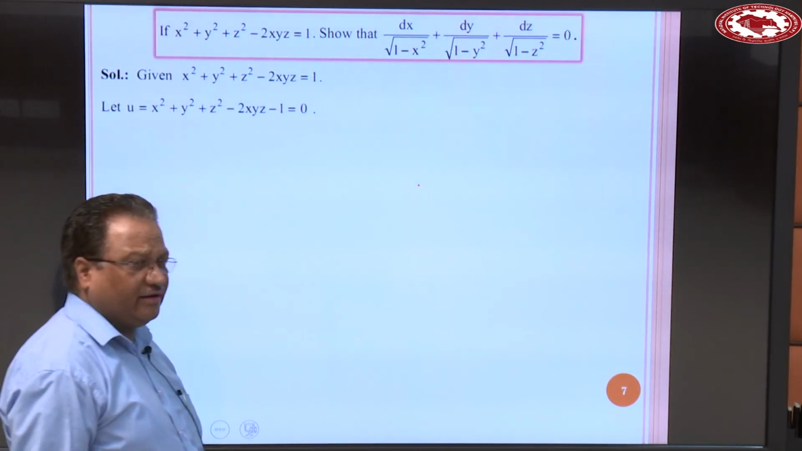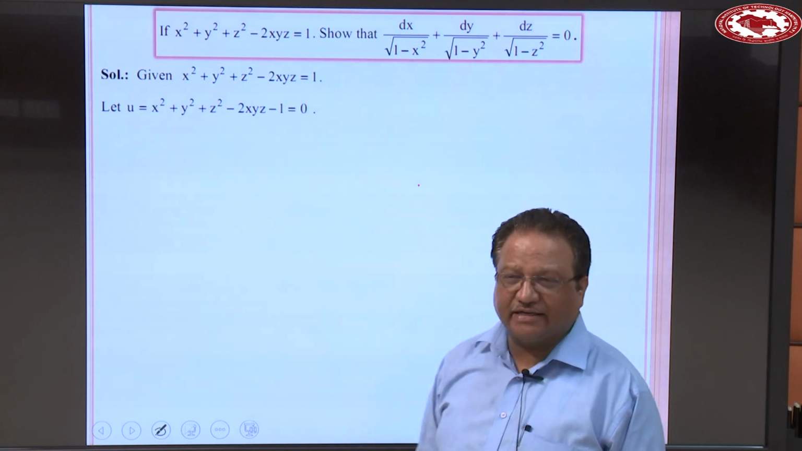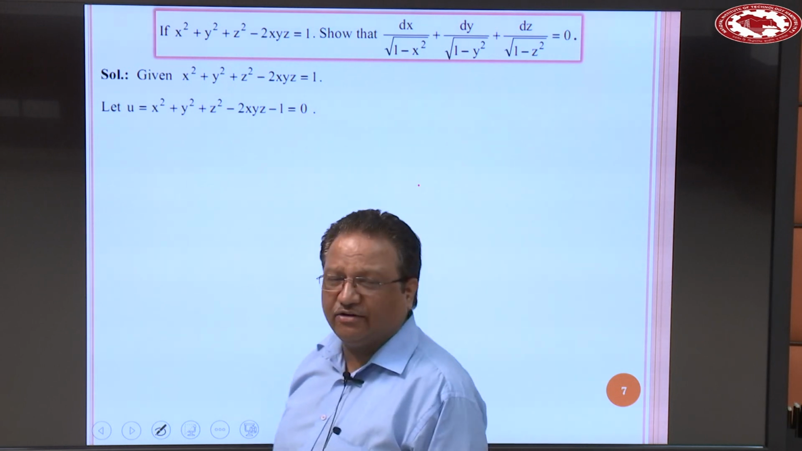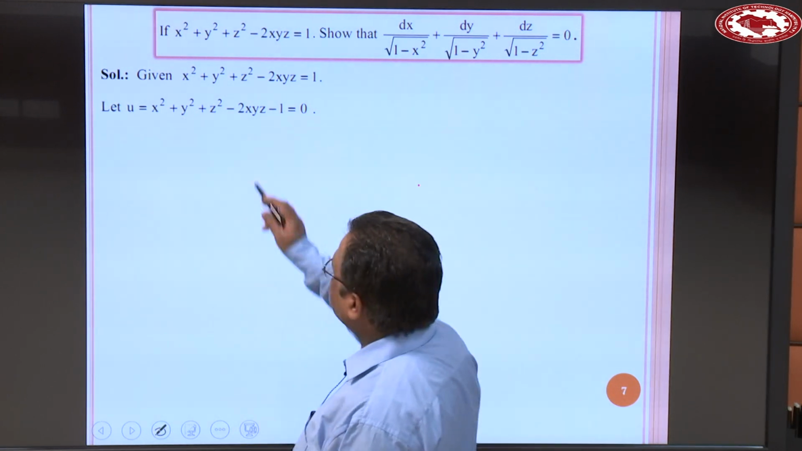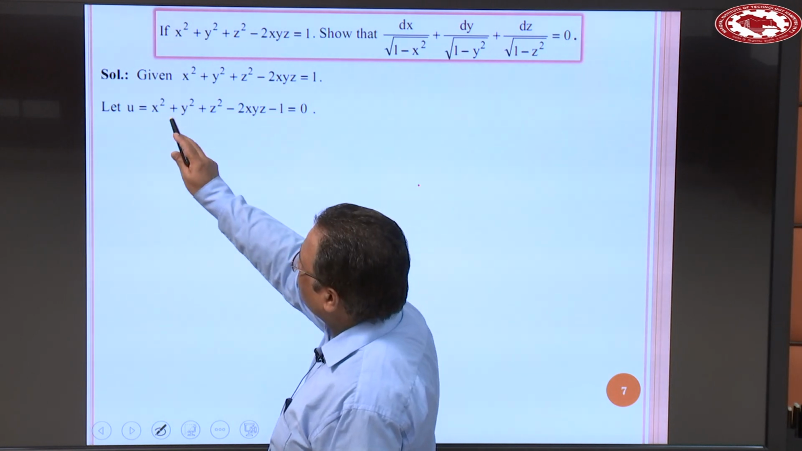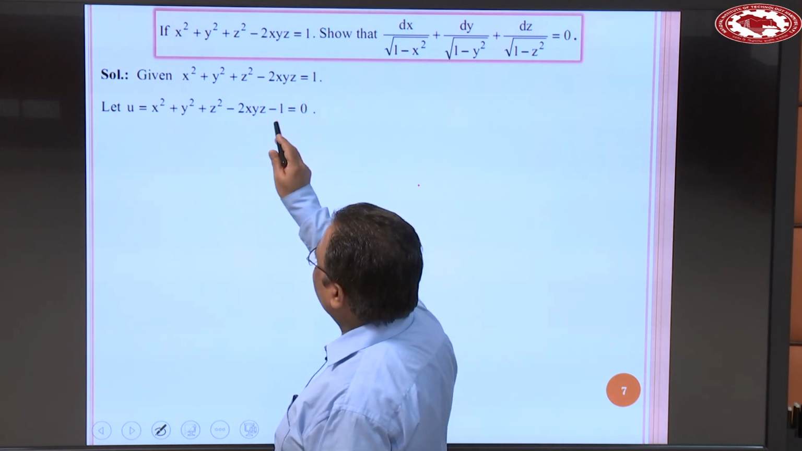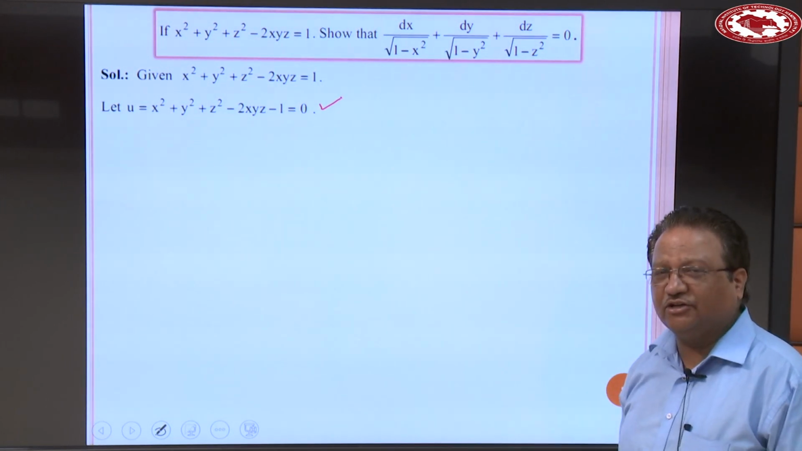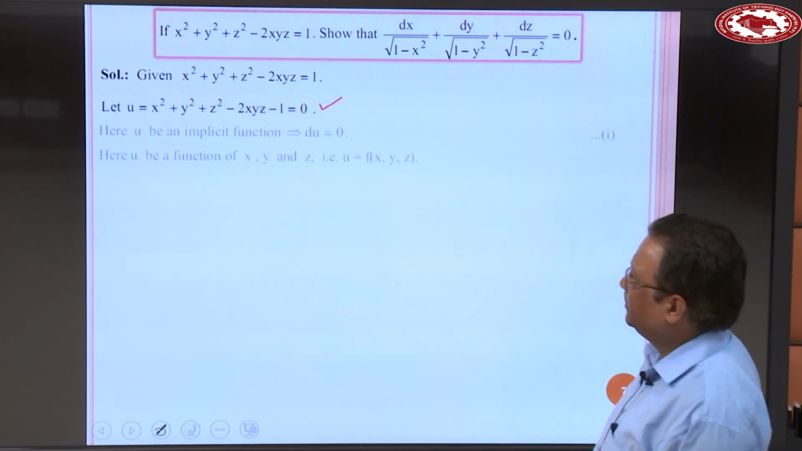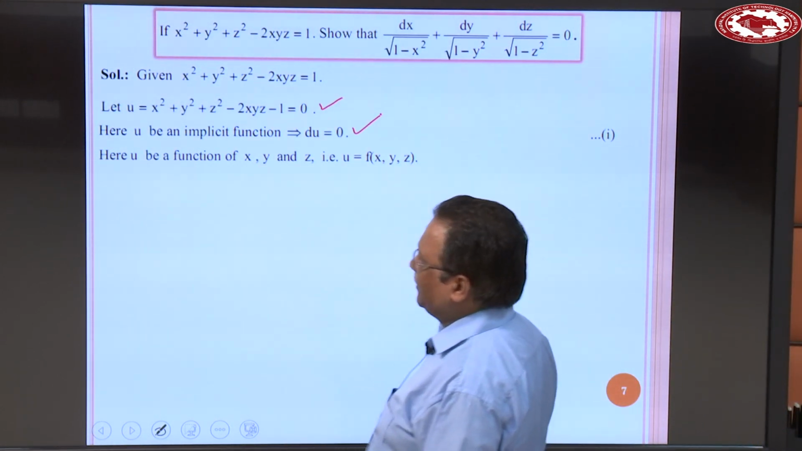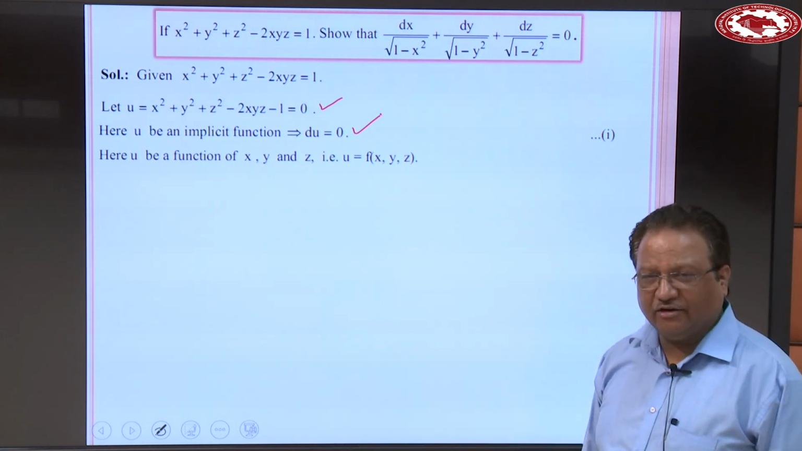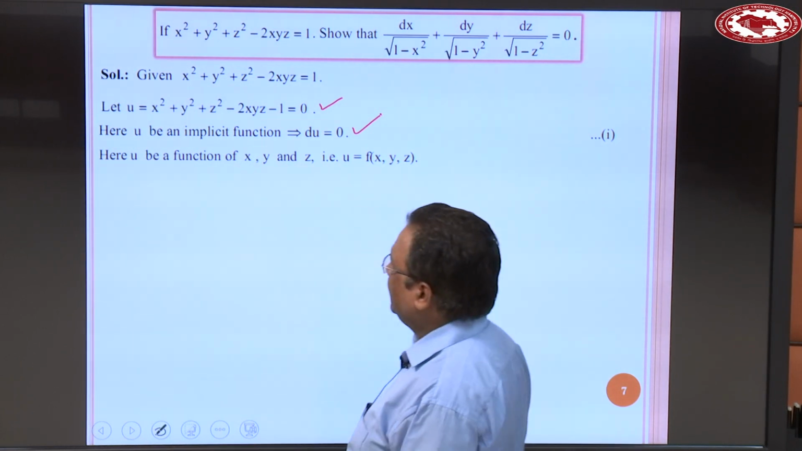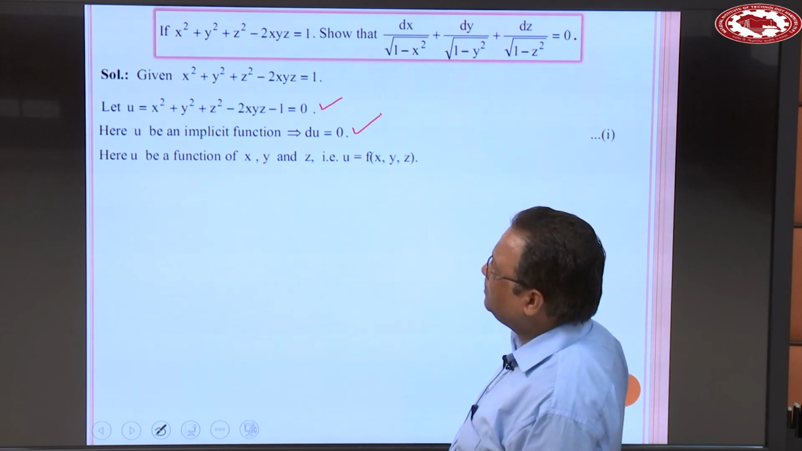In this problem, again, we cannot represent x in terms of y and z, we cannot represent y in terms of x and z, or even represent z in terms of x and y. This means, let us suppose u = x² + y² + z² - 2xyz - 1 = 0. u = 0 means du = 0. Okay. So, this one is an implicit function, because we cannot represent any of the variables in terms of the other variables. In case of an implicit function, du = 0.